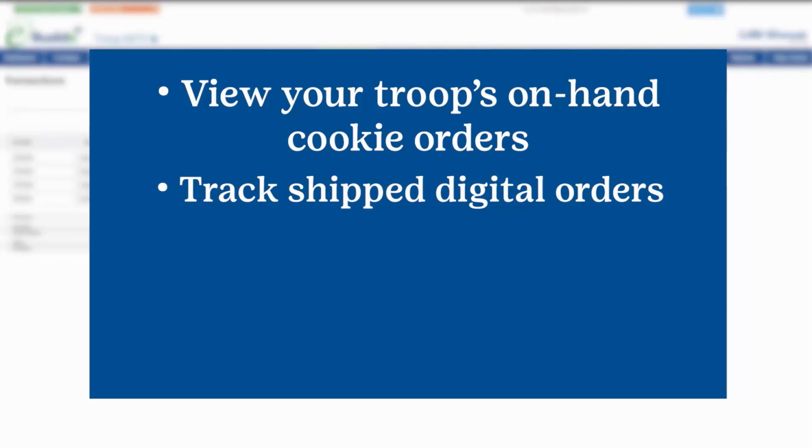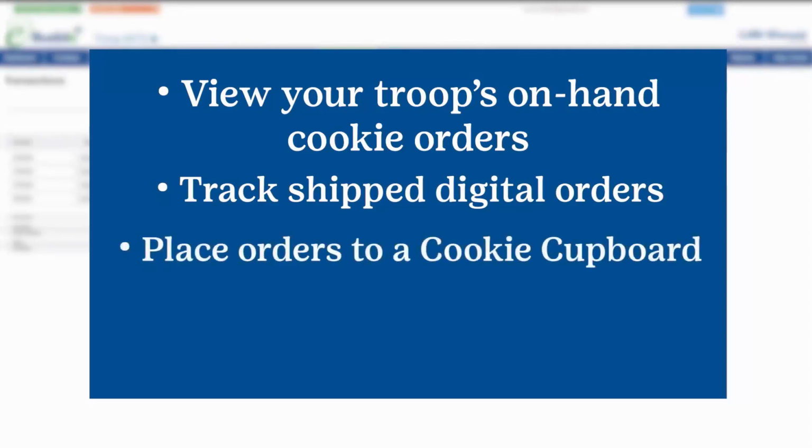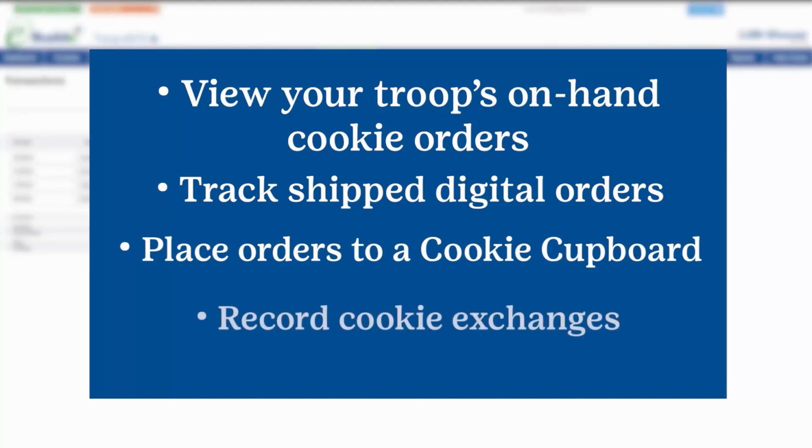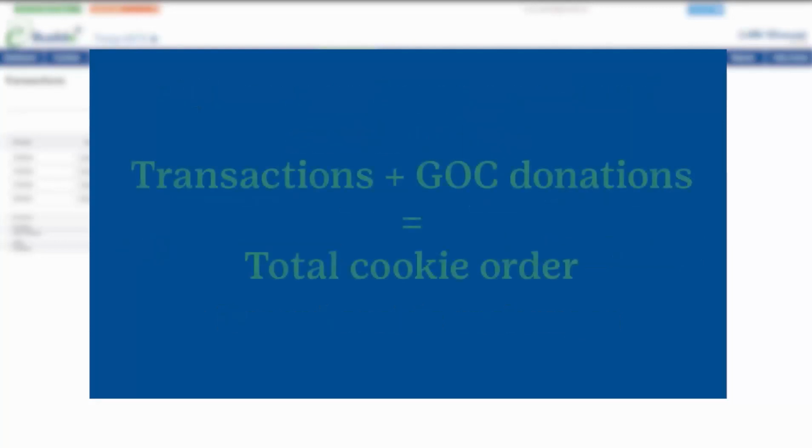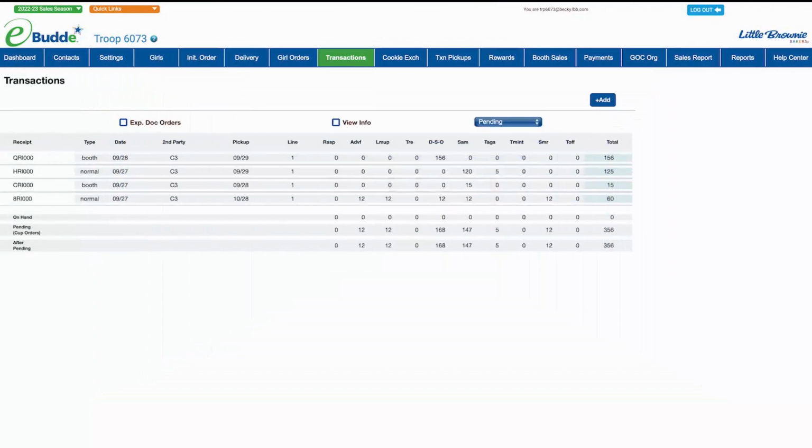to customers, place orders to cookie cupboards for any additional cookies you may need, and record cookie exchanges with other troops. The total of the cookie orders listed on the Transactions tab, plus any gift of caring donations your troop has collected, is the inventory you must submit payments for by the close of cookie season. To get started, click on the Transactions tab in eBudde's navigation bar.